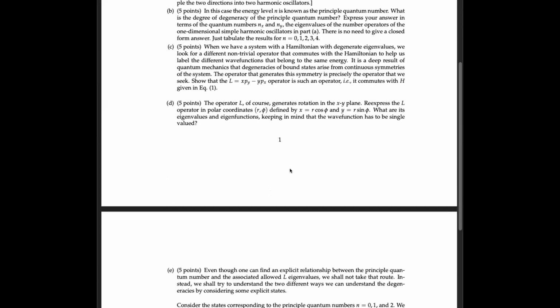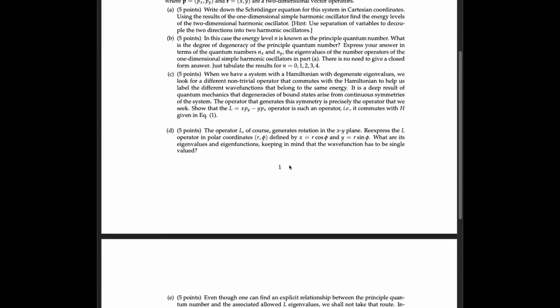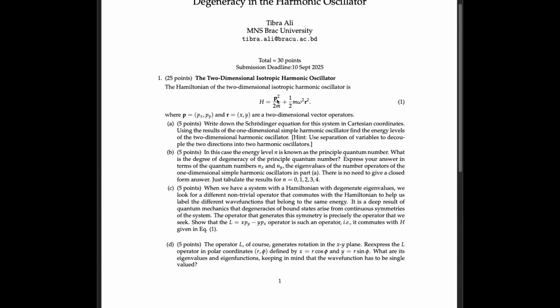Give a few hints to some of the assignments. The first problem that I want to discuss is about the two-dimensional isotropic harmonic oscillator and how to see degeneracy. What we have to do is that we know what the harmonic oscillator is, what the solutions are in the Cartesian coordinates.